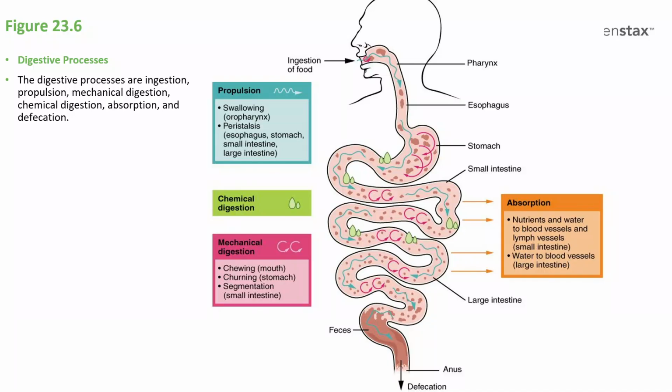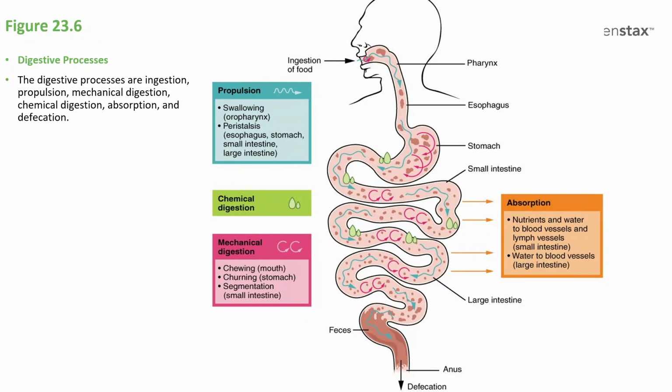There are 6 activities involved in this process, including ingestion, motility, mechanical digestion, chemical digestion, absorption, and defecation, with the elimination of those excess materials that cannot be digested. These processes are regulated both by neural and hormonal mechanisms. On the screen here, you can see some of these functions highlighted, with propulsion allowing for the food and bolus to move along the alimentary canal.